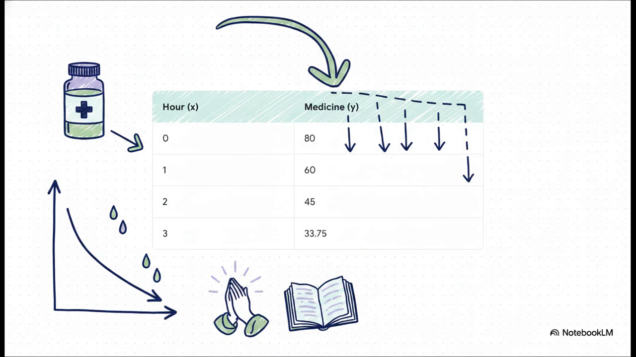Okay, let's flip it and look at a decay example. This data tracks the amount of medicine left in a patient's system over time. We start at time 0 with 80 milligrams. By hour 1, it drops to 60. By hour 2, it's 45, and by hour 3, it's down to 33.75. It is steadily decreasing, but again, definitely not by a flat additive amount.